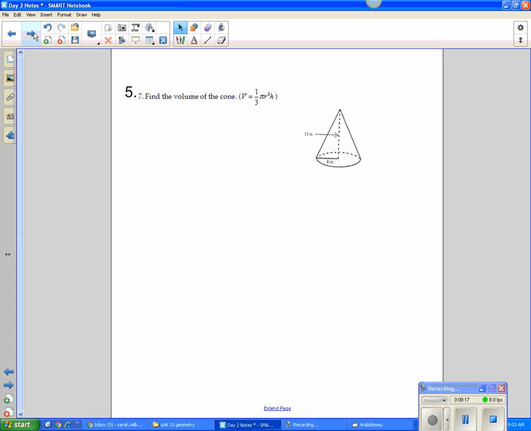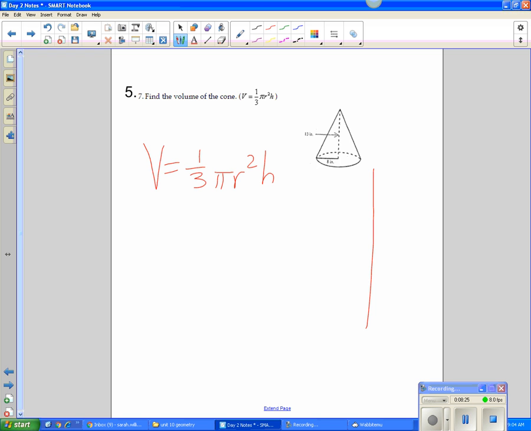All right, number 5, find the volume of the cone. So same formula, V equals 1/3 pi r squared h. And you've got this picture. Oh, I can't even read it. This is an 8, and this is a 13.